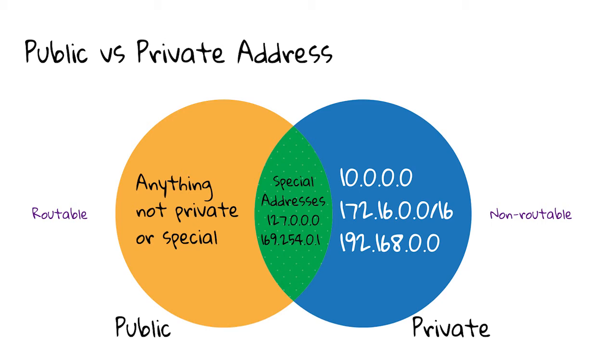So in order for you to go online, you need a routable IP address, which your internet service provider allocates to you, and this is known as the public address. So the difference between the two is that one is routable and the other is not.